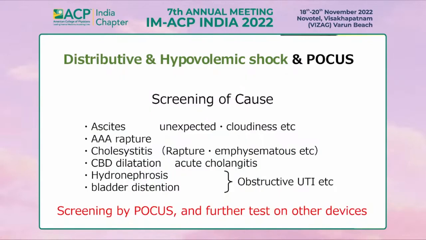POCUS is somewhat useful in screening the cause of shock. For example, unexpected or cloudy ascites suggests intra-abdominal infection or vascular injury. The presence of an abdominal aortic aneurysm can be easily assessed by POCUS. POCUS should be used as a screening tool, and additional tests should be considered.